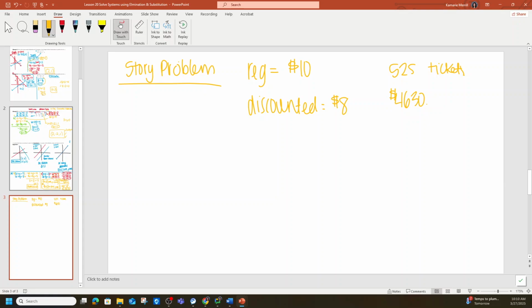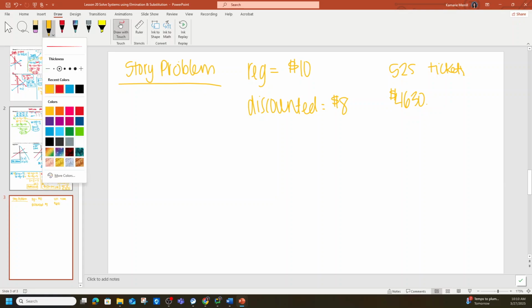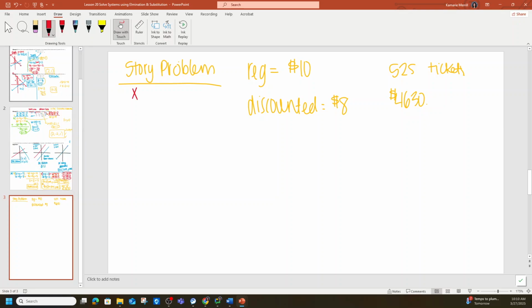My hint to you right now is let's establish what we could call X and what we could call Y. So let's name some stuff. What do you guys want to name them? What's that? The regular X's. Let's call that. Let's let X equal our regular tickets, and let's let Y equal our discounted tickets, like the number of them.